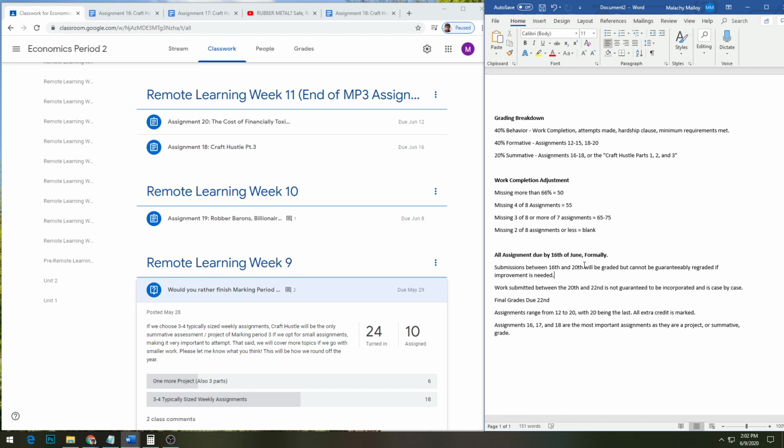Work submitted between the 20th and the 22nd is not guaranteed to be graded. I'm going to try and do my best to grade it and incorporate it. It's going to be case by case. So if you're in a position where you haven't done enough work to pass after the 16th, it would be in your best interest to write me and explain what's going on so we can work something out at that point. At the end of the day, final grades are due on the 22nd.